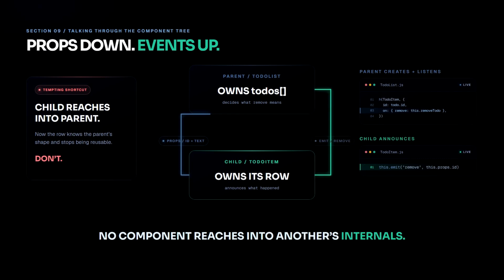So we use emit. The parent, back when it created that child, already decided to be listening. The child has no idea who is listening or whether anyone is. It just says what has happened. The parent gets to decide what that means. Same rule in both directions: props flow down and events flow up. The whole tree of components nested inside each other, and not even one of them reaching into another's internals to get anything done. So that's the way we do it.